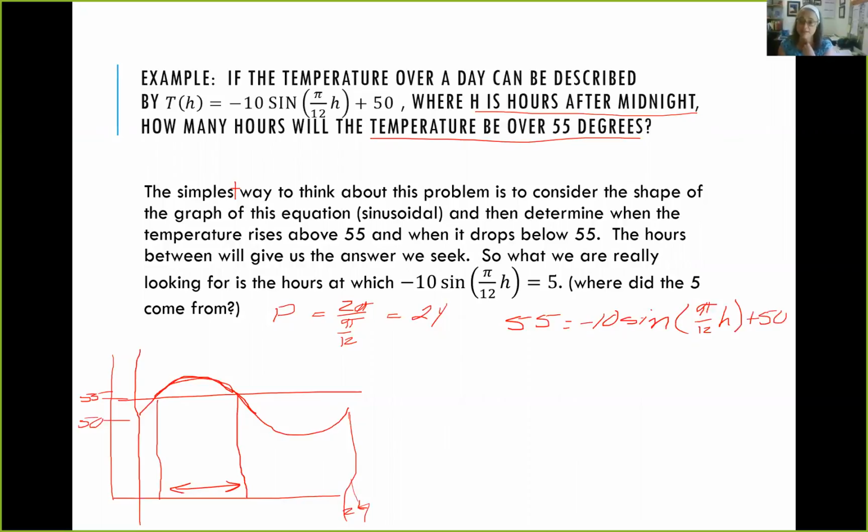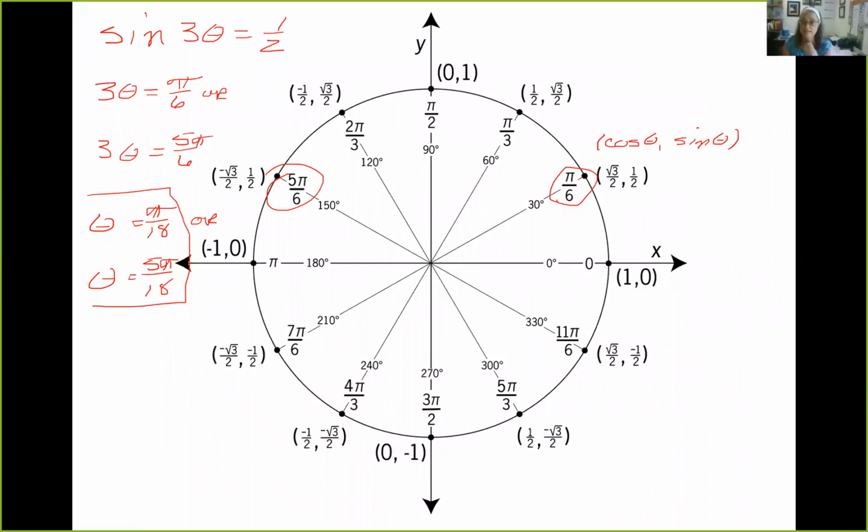Subtract 50 from both sides, and we get 5 equals -10 times the sine of pi over 12 times h. Again, we're trying to isolate that trig function, so let's divide by -10, and we get -1/2 equals the sine of pi over 12h. Okay, think about our unit circle. What angle has sine of -1/2? 11 pi over 6 and 7 pi over 6. We're going to go with radians because our formula has got pi in it.